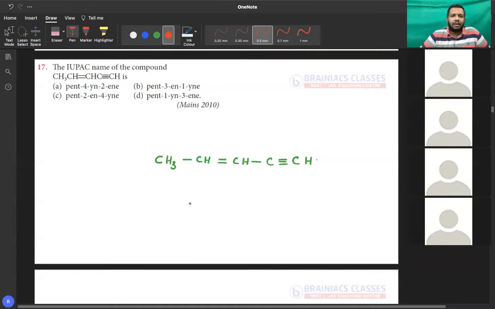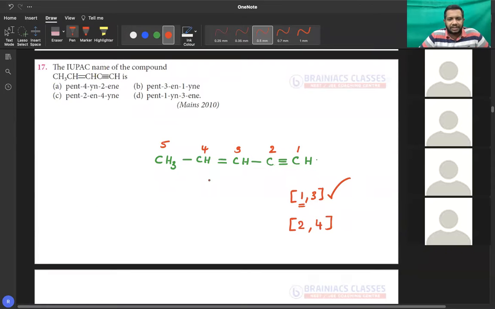Can you tell me? While numbering, if I go from right to left, I can get the minimum numbers, so I will prefer this one, 1, 2, 3, 4, 5. But if I go from left to right, then you can start only with 2. Here the locants coming are 1, 3. If I go from left to right, I will get locants 2, 4. I know the minimum number is 1 here, so I will go for this numbering.